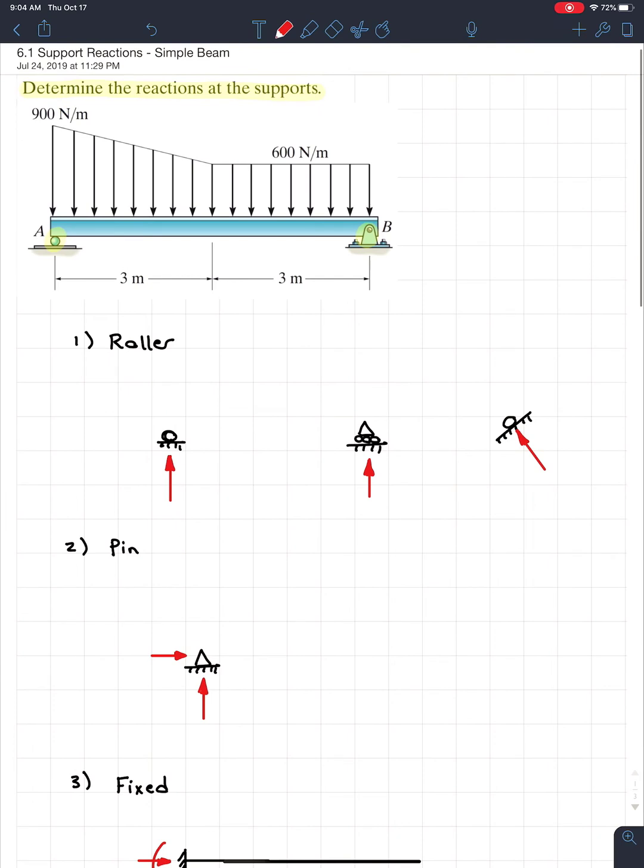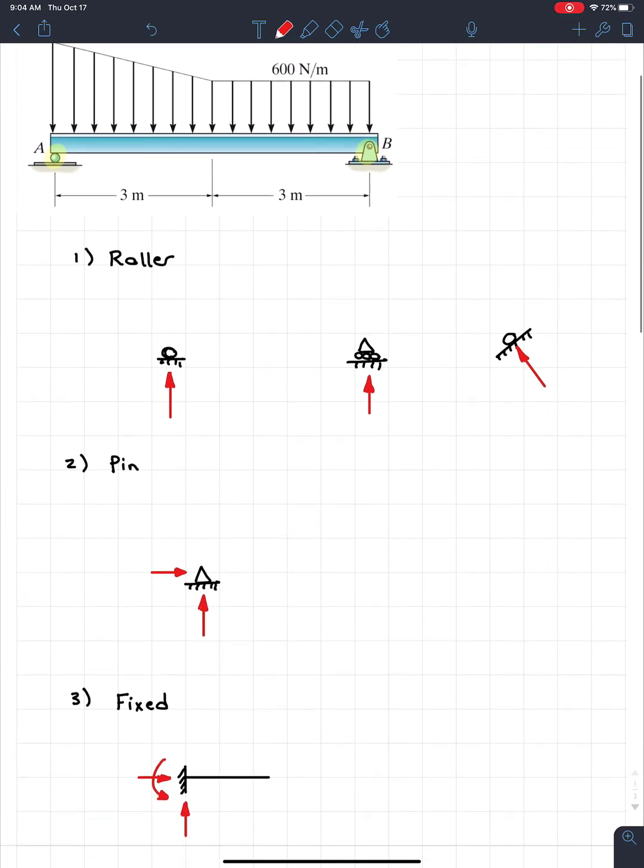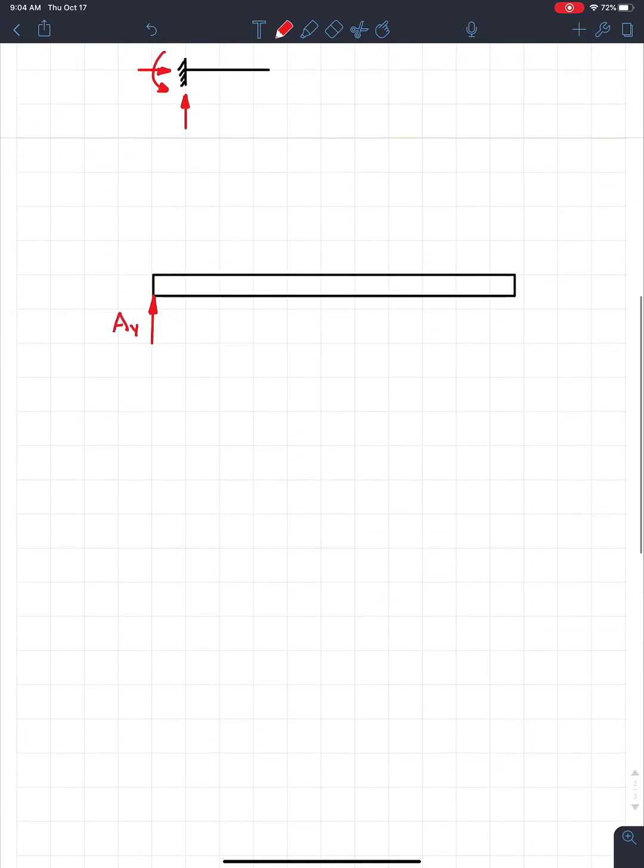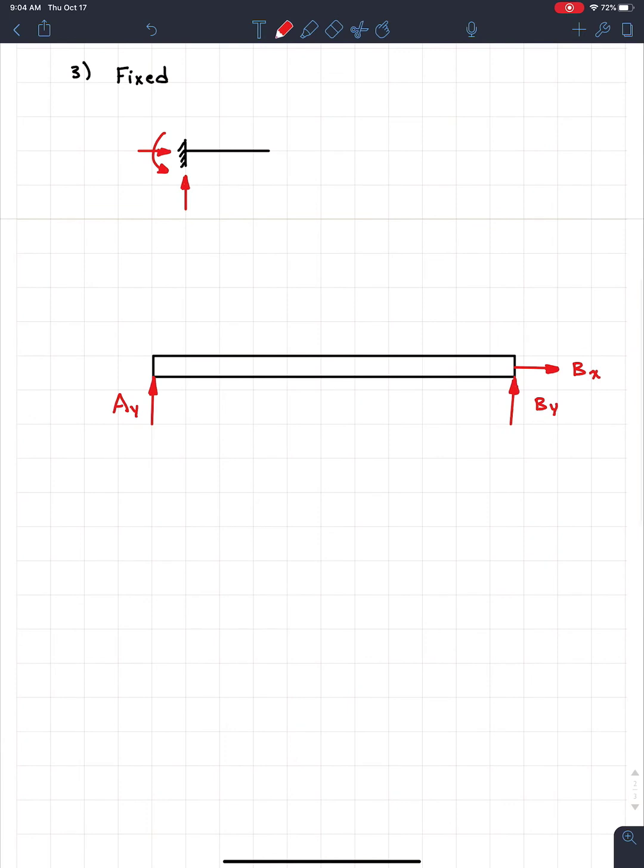I'm going to look up at B. I have a pin. So if I look at my little chart, a pin has two support reactions. So I'm going to add those in. I'm going to have my vertical reaction, and I'm also going to have a horizontal reaction. If I can try and draw these horizontal and vertical. And I'm going to put B, this one's in the X direction, and the other one I'm going to put B, this one's in the Y direction. So far so good. However, we're not done yet.